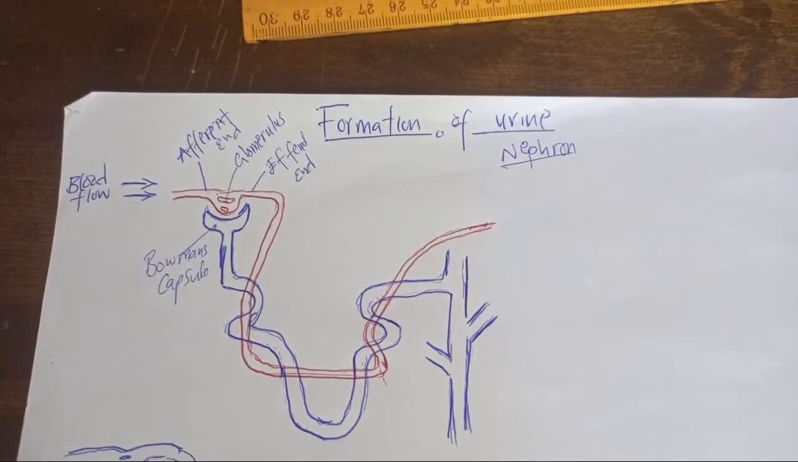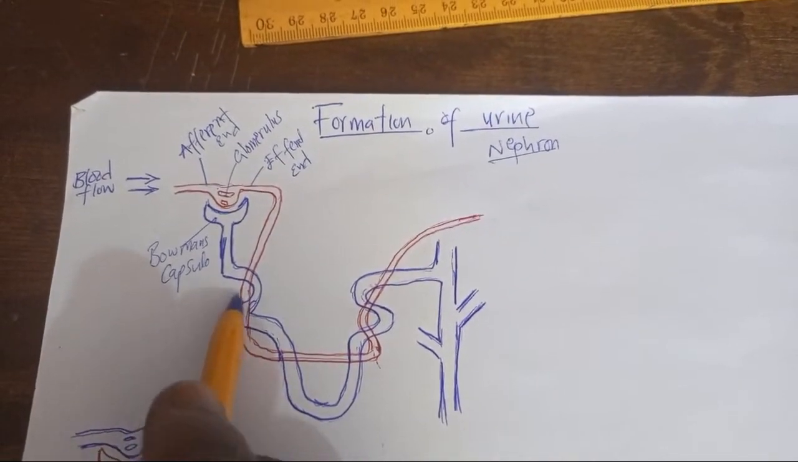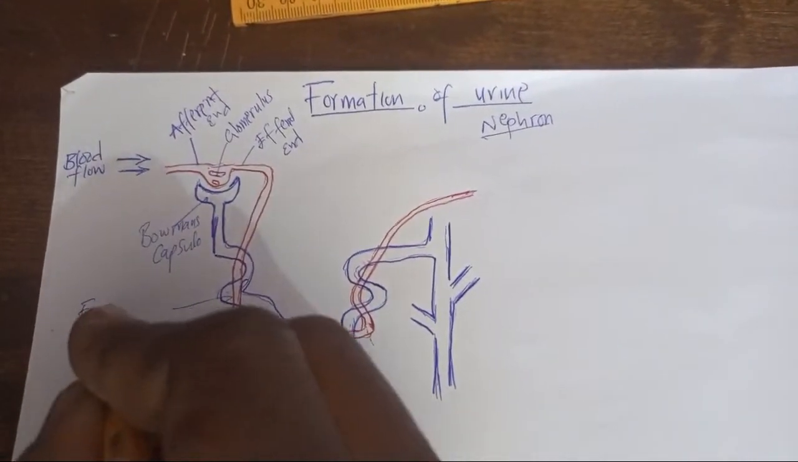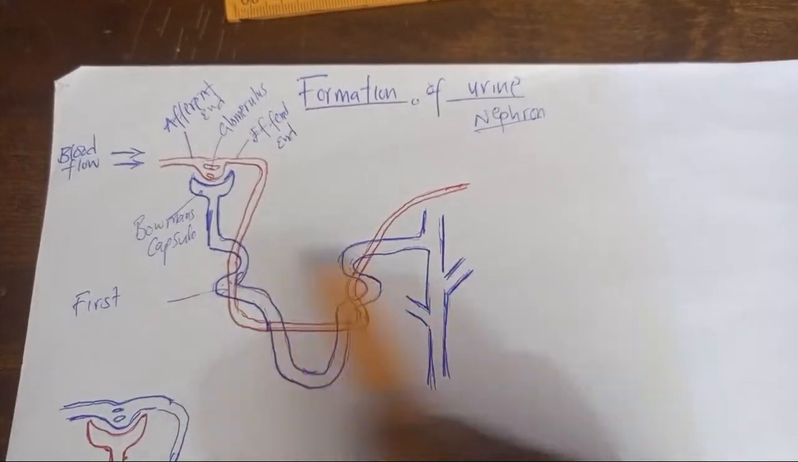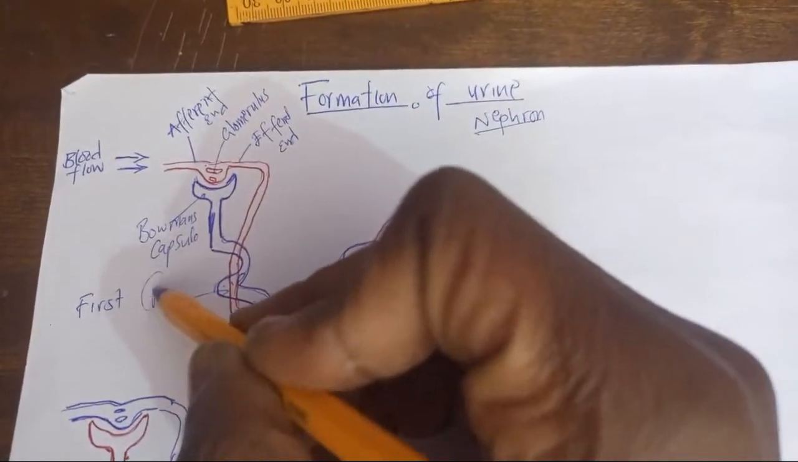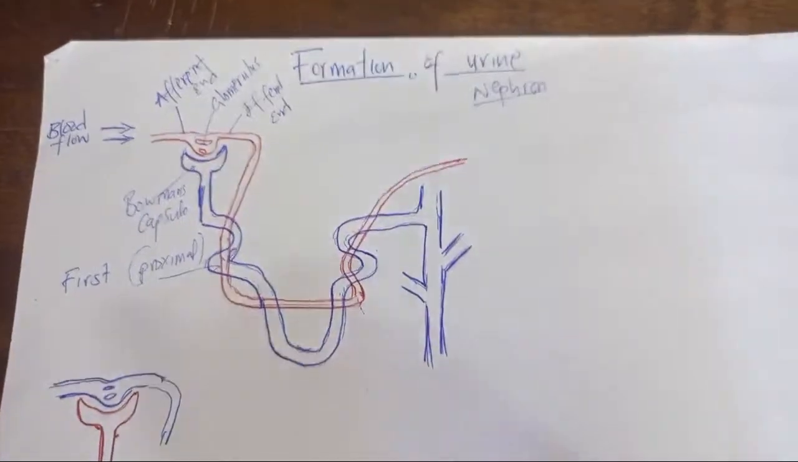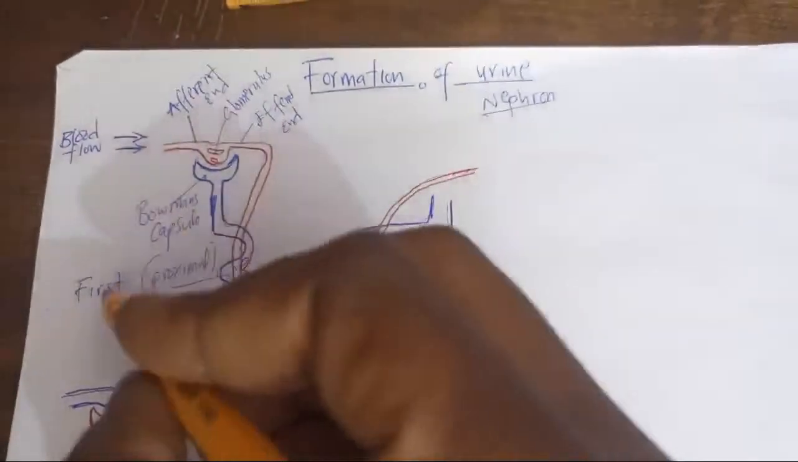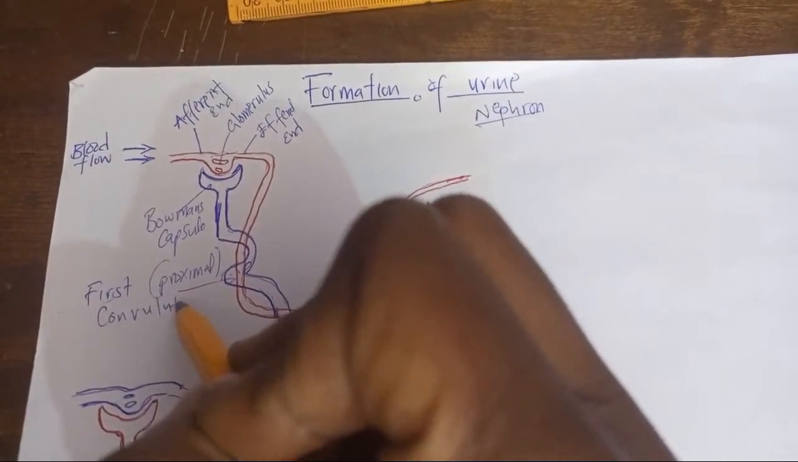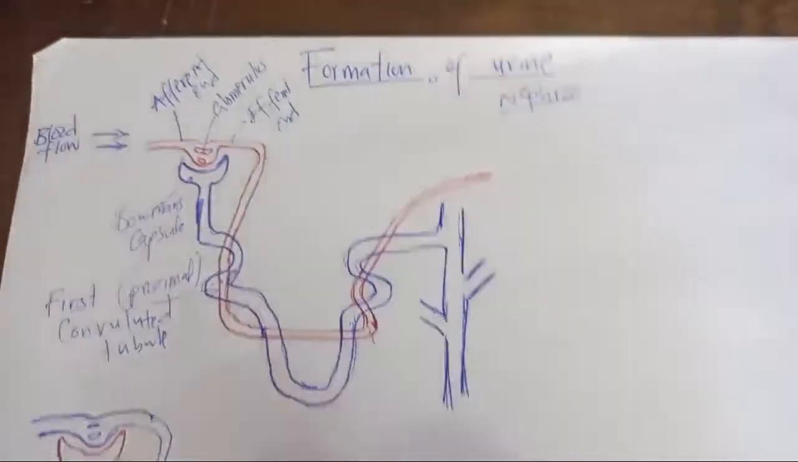All right, so let's proceed. Then there's this folded region here, these folded regions. There are two, the first and the second. The first is called the proximal convoluted tubule. That's the first one.